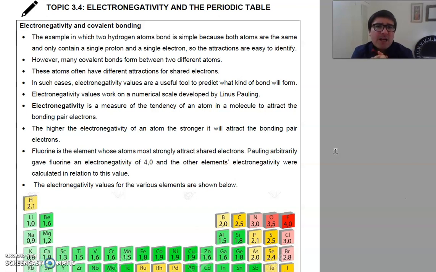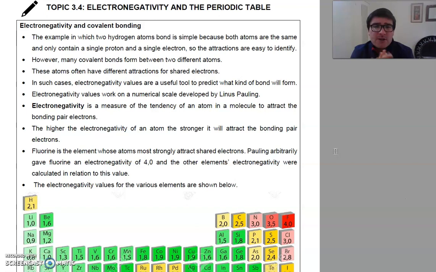However, many covalent bonds form between two different atoms, and then it becomes more difficult to determine how those electrons will be shared, because not all electrons will be shared equally. Like we said, we can think of it like a tug of war. If you have a really big, strong guy pulling against a really skinny guy, the big, strong guy is probably going to win the tug of war. Now, in chemistry, we also have big, strong guys in terms of our tug of war around our shared electrons.